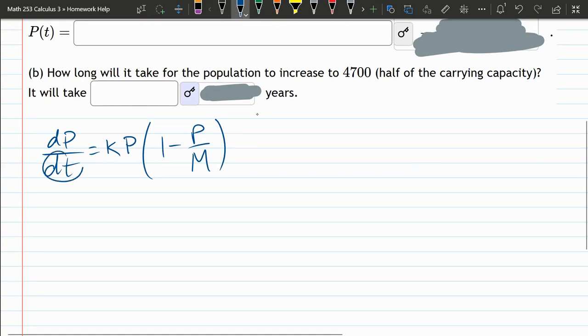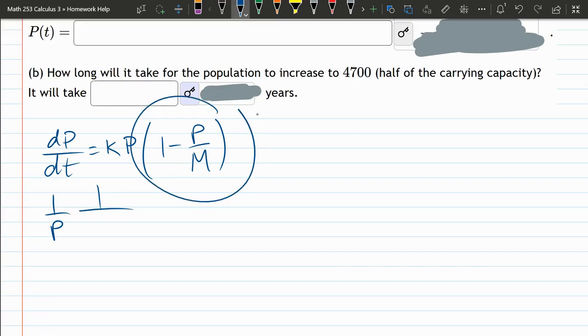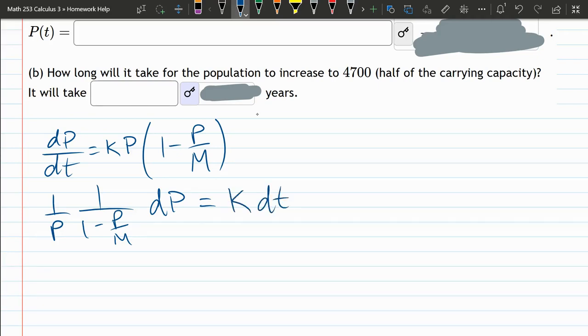Because dt is in the bottom, t is going to go to the right side. And everything else I'm going to divide to the left, except k. So we're going to multiply both sides by 1 over P, and multiply both sides by 1 over 1 minus P over M. It looks bad, but we will fix this. It's still not going to be very nice. dt is multiplied to the right side. Because dt is in the denominator, anything with t in it has to be on the right. Anything with P in it has to be on the left, which is why we unfortunately have fractions to deal with.